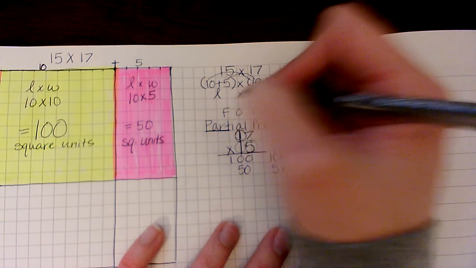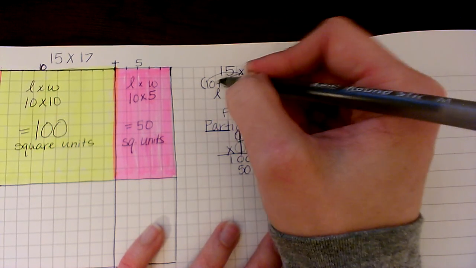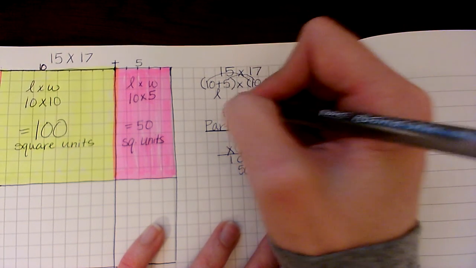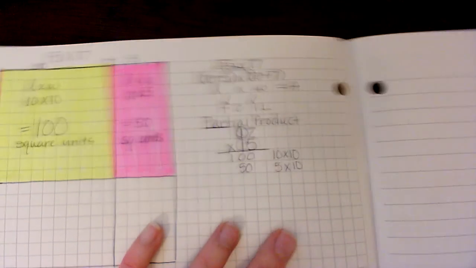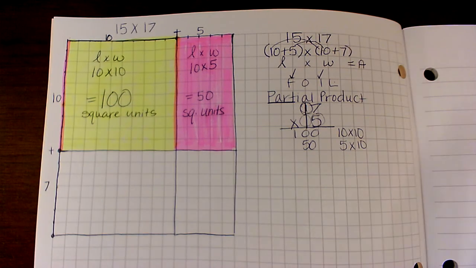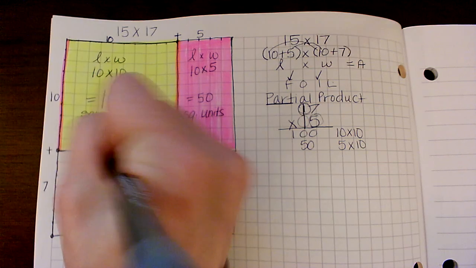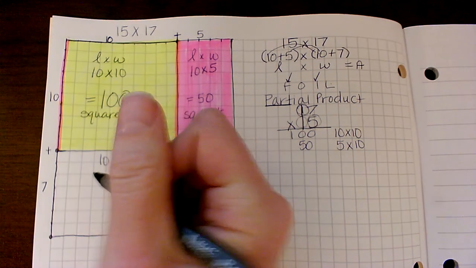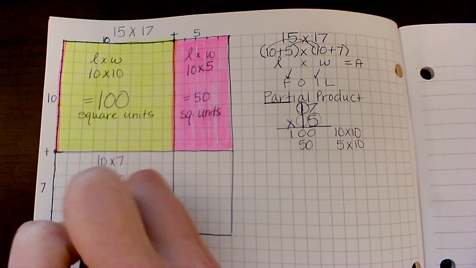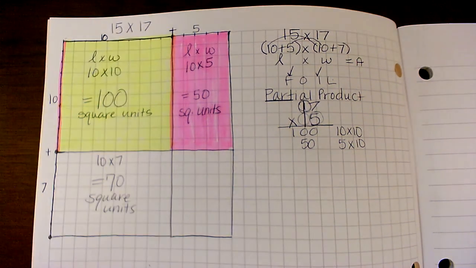So far I've done the 2 firsts, and then the inside. Okay, and then we have this rectangle, which is a 10 by 7 rectangle, and we are welcome to count it all out, but we're going to find that we have 70 square units inside of that rectangle.